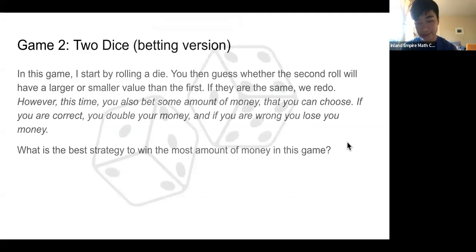So in this game, it's the same game, but where we start by rolling a dice, you then guess whether the second roll will have a larger or smaller value than the first. If they're the same, we redo, but this time you bet some amount of money that you can choose. You can choose how much you want to bet, and that is actually a big part of the game. How much money do you want to bet?